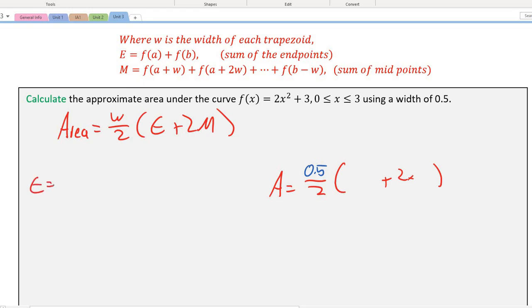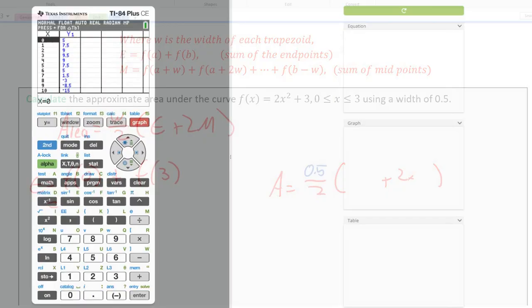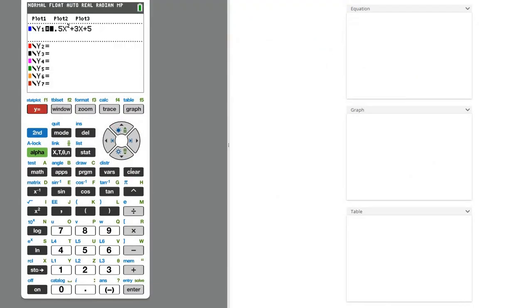So E is going to be the function evaluated. We're going from 0 to 3, so it's going to be those two endpoints. The function evaluated at 0 plus the function evaluated at 3. So let's figure that out. Let's chuck our function into the graphics calculator, and we'll use the table once again. 2x squared plus 3 is our function. So let's go to y equals 2, clear that one away. 2x squared plus 3. Let me just check that's right. 2x squared plus 3. Excellent.